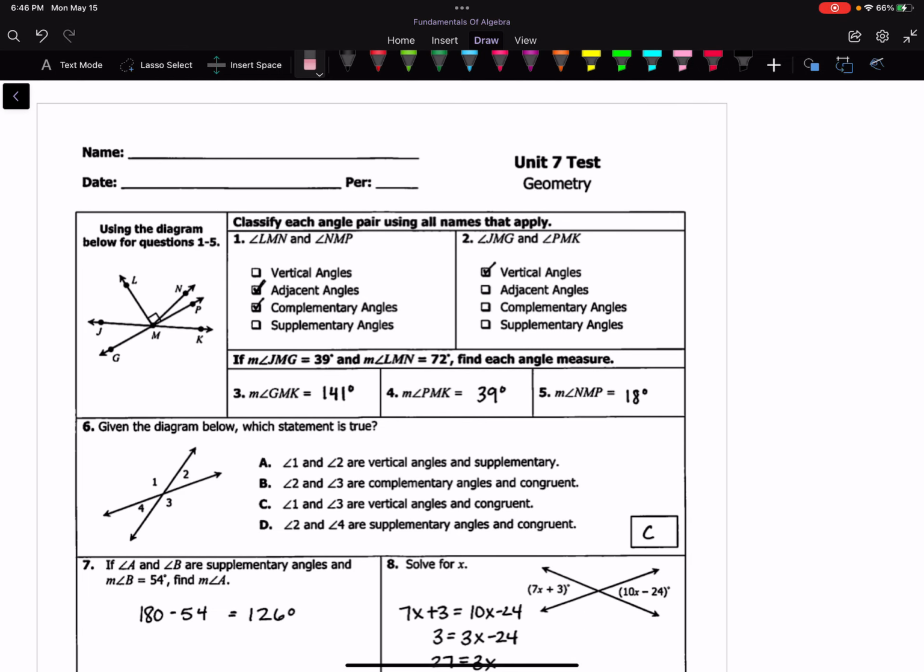Okay, we're going to go over Unit 7 test as a preparation for the semester test. There will be problems like this on the semester test day 1. So let's go through each problem rather quickly.